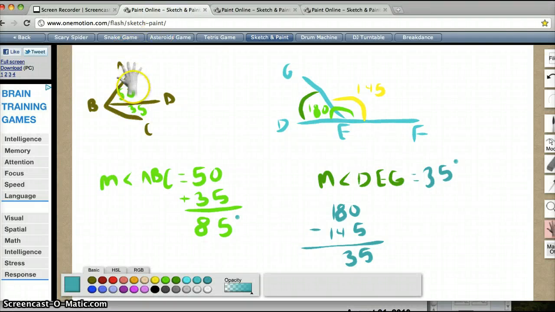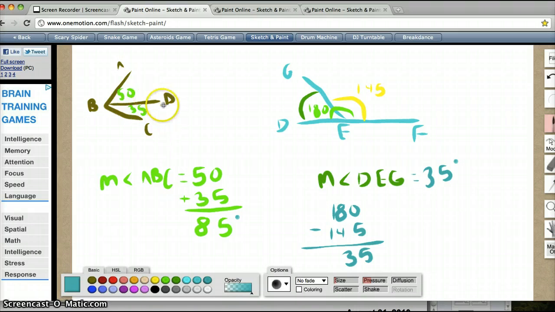So we've got angle ABC here, and it's bisected by ray D. That means it cuts it into half. But for this one, it actually gives us the measures. It says that angle ABD is 50 degrees, and angle DBC is 35 degrees. But we're looking for the entire measure, ABC. So we have to say that angle ABD, which is 50, plus angle DBC, which is 35, is 85 degrees. So the angle ABC is 85 degrees.